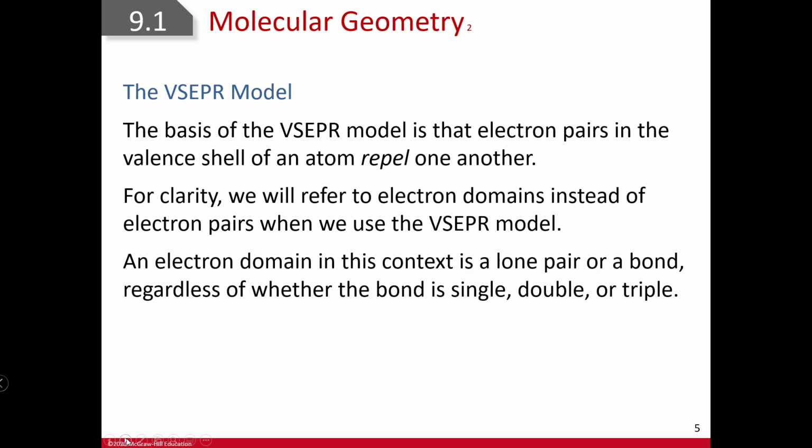As far as VSEPR goes, though, it does not distinguish between the single, double, or triple bond. They just consider that one group. All right. So we have bonding groups and non-bonding groups. Non-bonding groups are more repulsive than bonding groups.